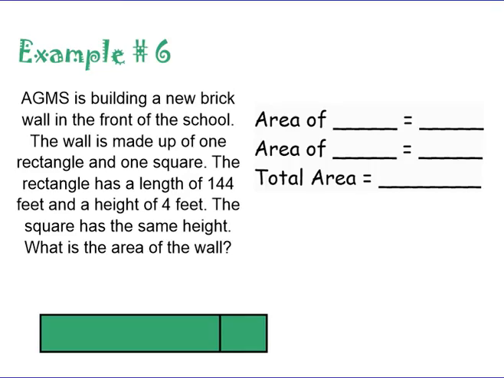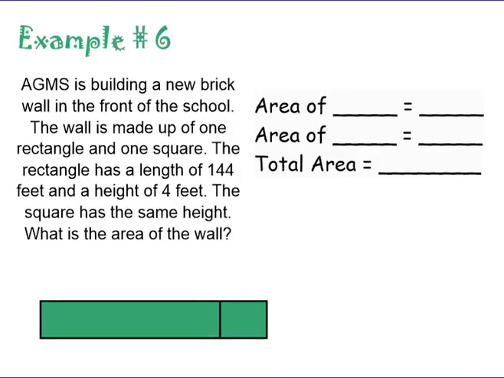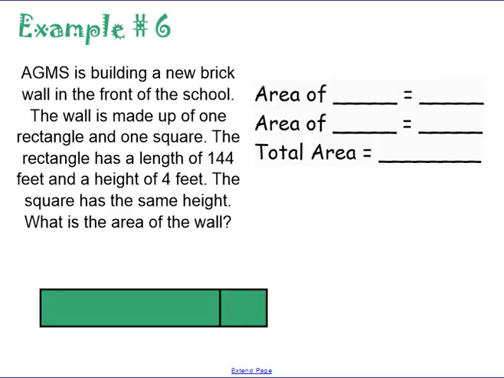All right, next example. AGMS is building a new brick wall in front of the school. The wall is made up of one rectangle and one square. The rectangle has a length of 144 feet and a height of 4 feet. The square has the same height. What is the area of the wall?